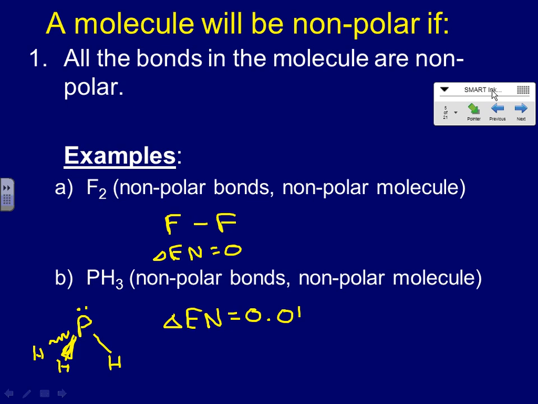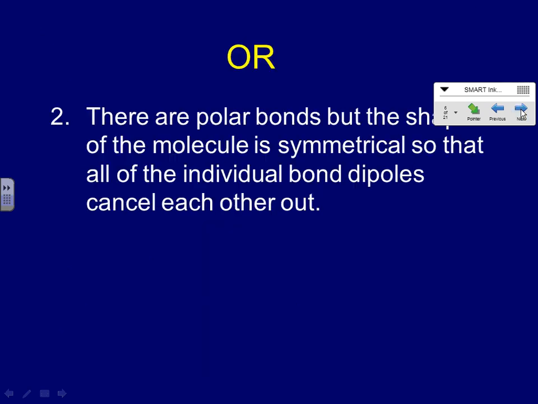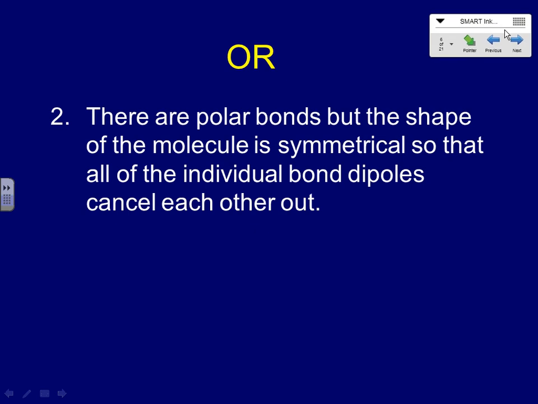I don't want to spend a lot of time on this. I get the impression that this is very much review. Let me know if I'm moving way too fast on this. If I am, we can do it step by step. Okay? So if the bonds aren't polar, then the molecule will not be polar. And then there's the second possibility. We can have polar bonds, but if the shape of the molecule is symmetrical and the dipoles cancel away, then we will also have an overall nonpolar molecule.